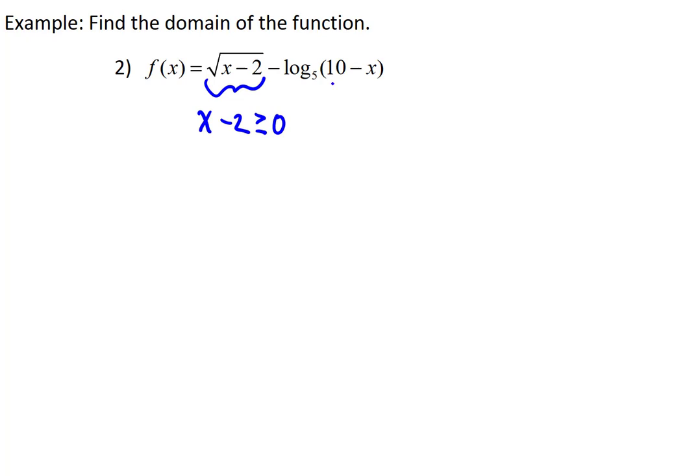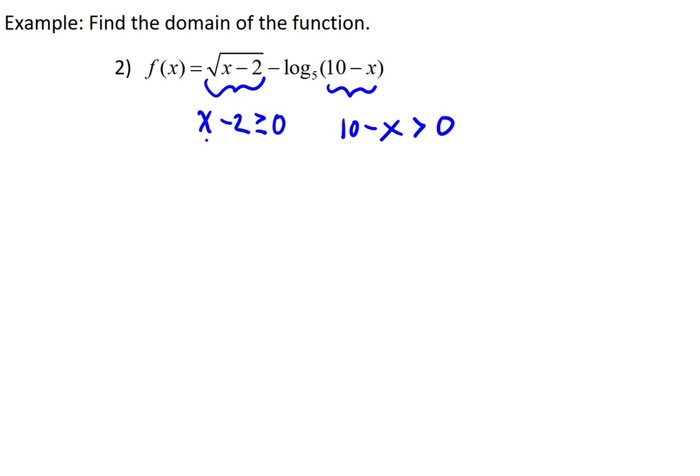But then for the logarithm piece, as we've been understanding here, the input for the log, which in this case is 10 minus x, has to be strictly greater than 0 given the definition of log functions. So really where both of these are true is what we want to find. So let's go ahead and do a little more algebra.